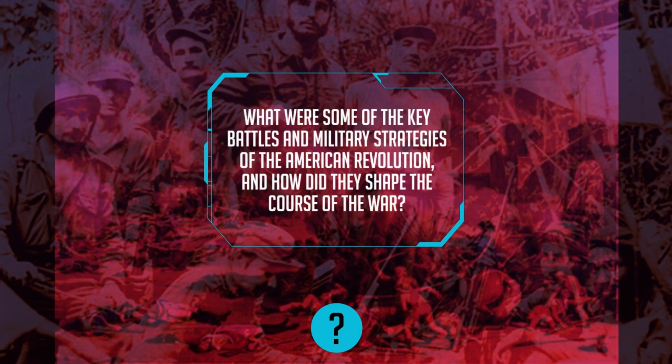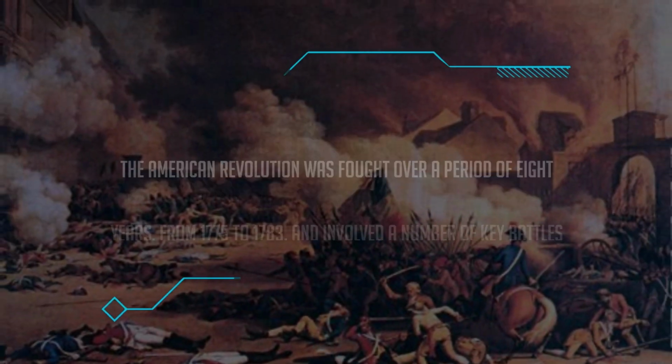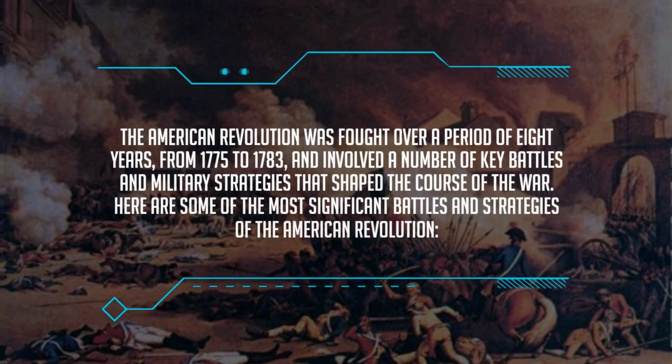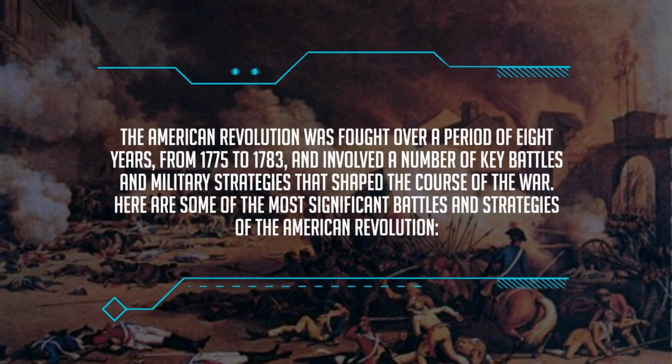What were some of the key battles and military strategies of the American Revolution, and how did they shape the course of the war? The American Revolution was fought over a period of 8 years, from 1775 to 1783, and involved a number of key battles and military strategies that shaped the course of the war. Here are some of the most significant battles and strategies of the American Revolution.